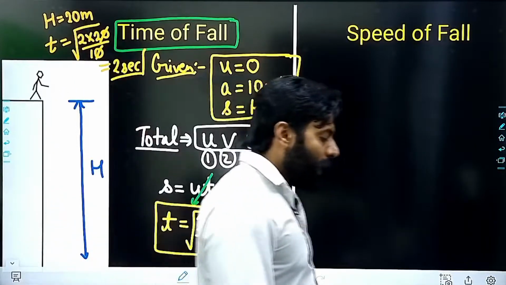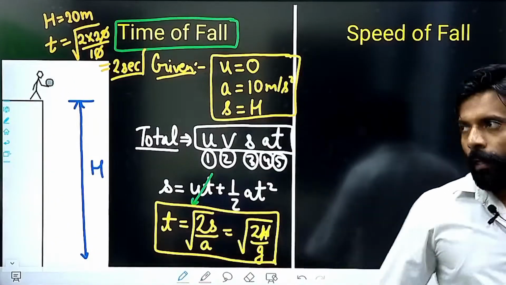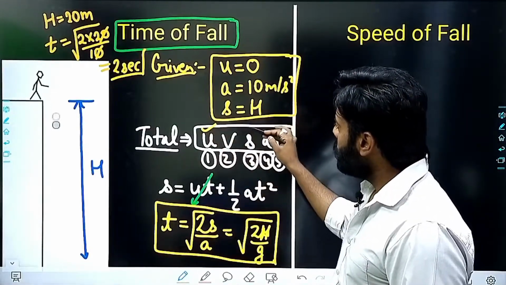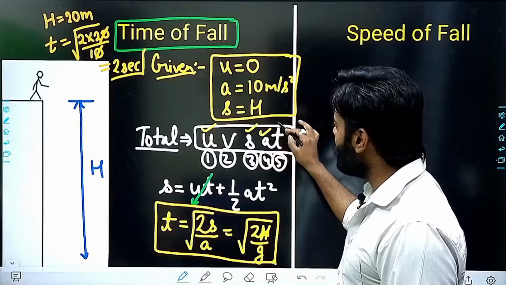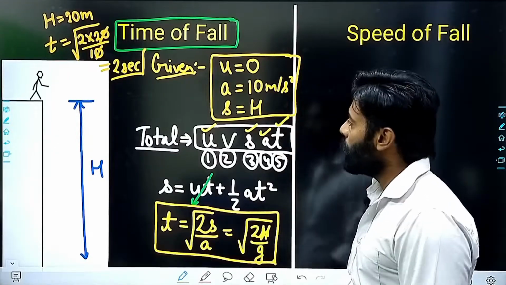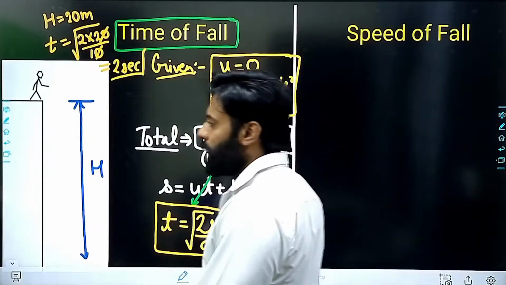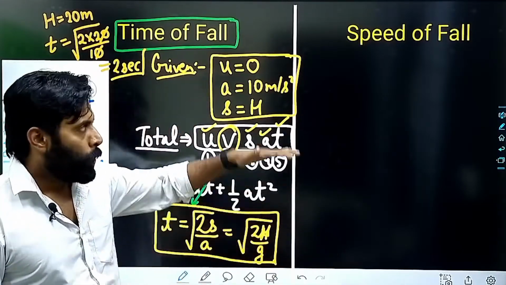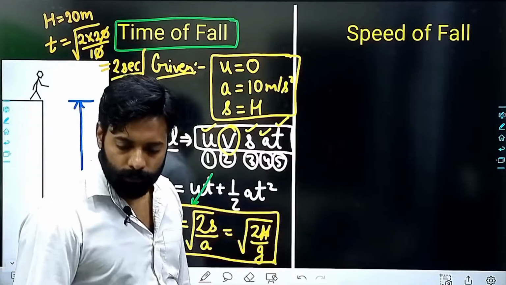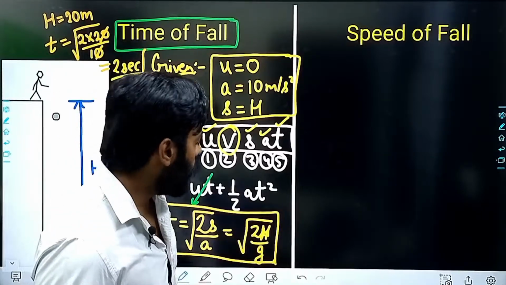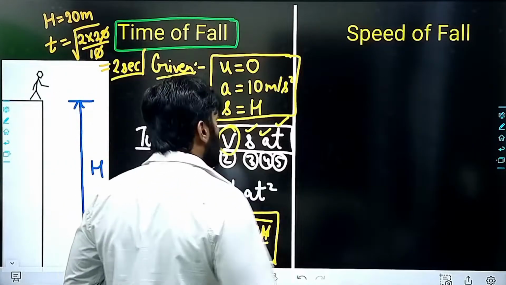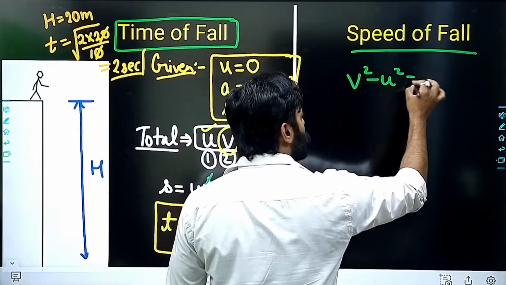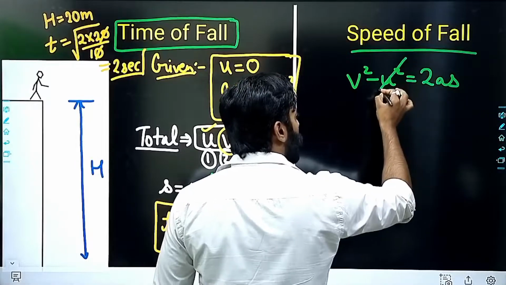I hope that this formula is very much clear to you. So this U was given to us, this S was given to us, this A was given to us, and we have to find the T. So the only thing which was left is V, that is, what will be the velocity of the object when it is hitting the ground. The velocity of the object when it is hitting the ground can be easily calculated using the equation V square minus U square is equals to 2AS.